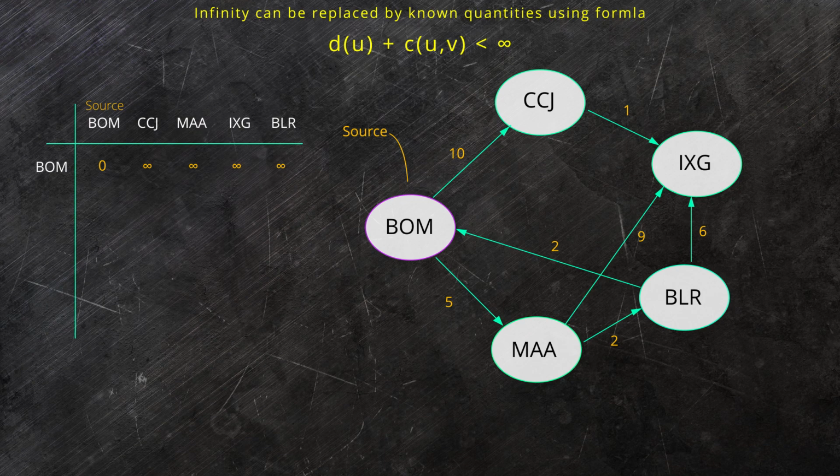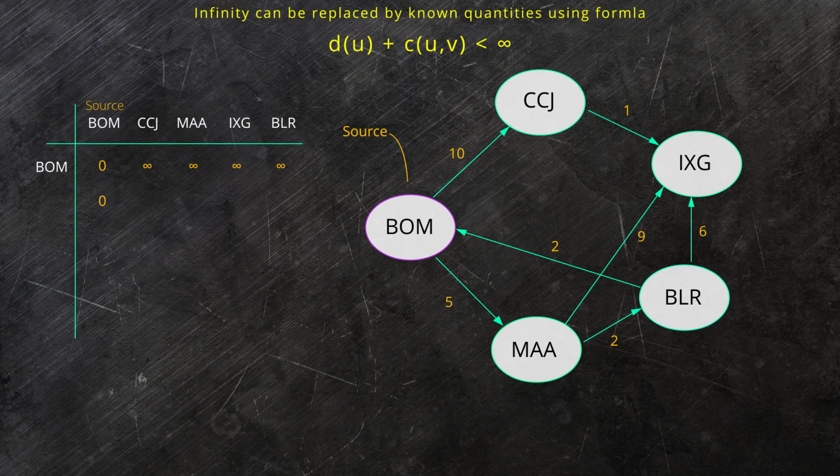Now look at this table. There's a route from BOM to CCJ, and also there's a route from BOM to MAA. So you will be updating only these two routes, because from BOM to BLR you don't have a route. It is from BLR to BOM, not from BOM to BLR. So all the other routes except CCJ and MAA, you will not be updating. So from BOM to BOM, in the second table, the distance is 0.